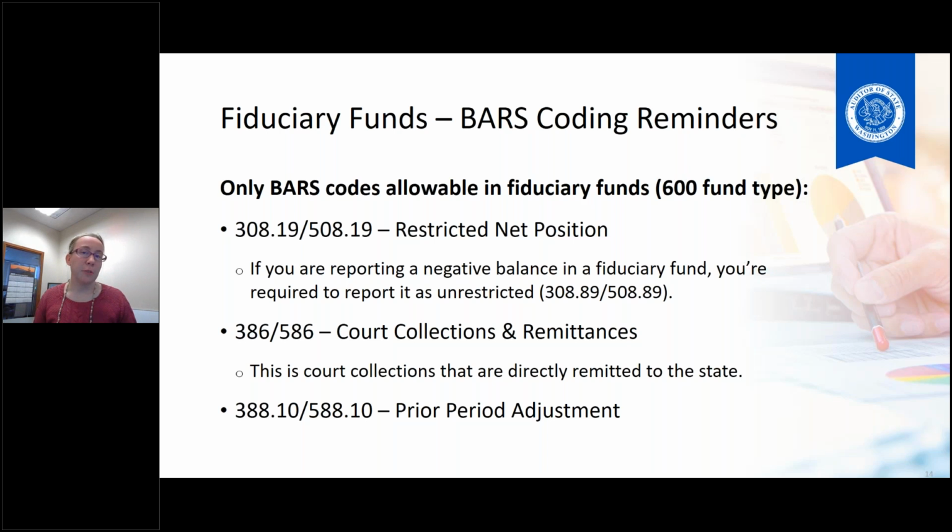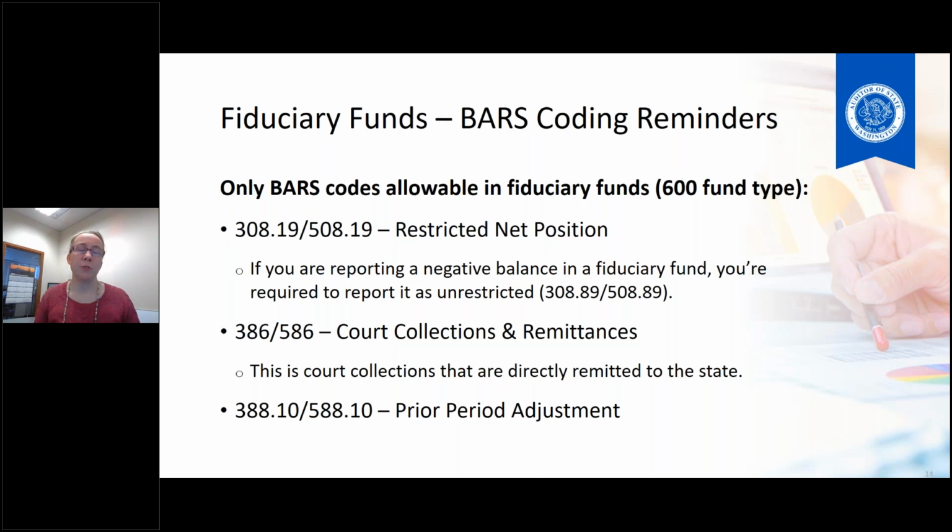We move on to the 386-586 codes. These are for our courts that are recognized by the Administrative Office of the Courts. This is when you collect monies and then remit them to AOC. There's very specific requirements for these codes so that the Administrative Office of the Courts can allocate items out correctly per state law. If you have a court that remits to the Administrative Office of the Courts, you must have a 600 fund and you must use the 386-586 codes.